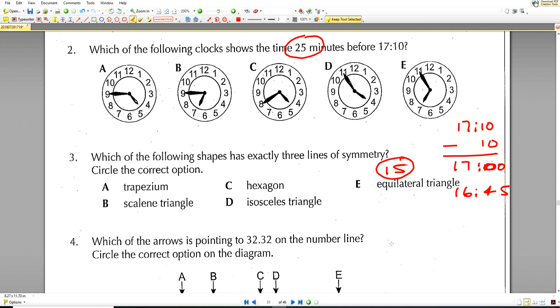Okay, so that will be the answer for that one. So we're looking for 445 as one of our answers. Let's have a look at the clocks, and the clock will be A, because this clock here is 445. So clock A is the answer.